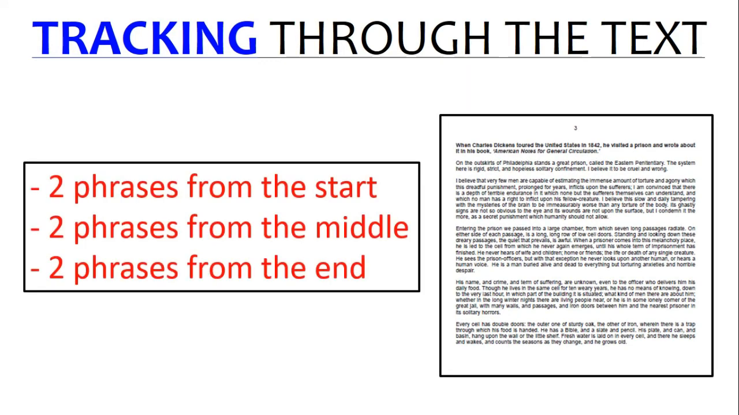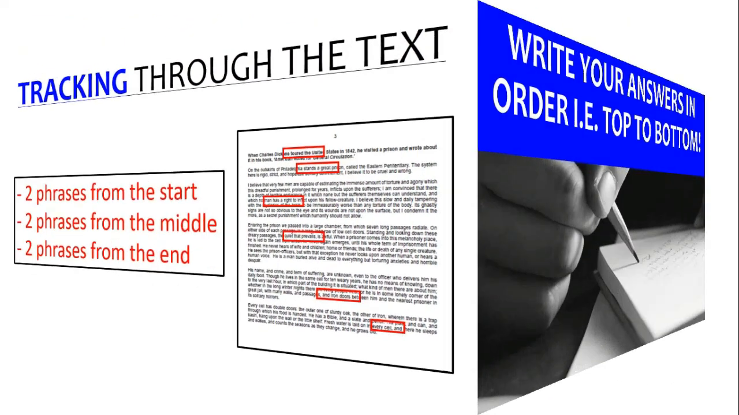Okay. Also in this question, if you're looking for 6 or 7 or 8 quotes, you've got to track through the text. That means show the examiner you've read the whole article. So don't just have 6 quotes from the first paragraph or 2 paragraphs. Make sure you have quotes all the way through to show the examiner that you've read all the extract and you're going to talk about the whole extract.